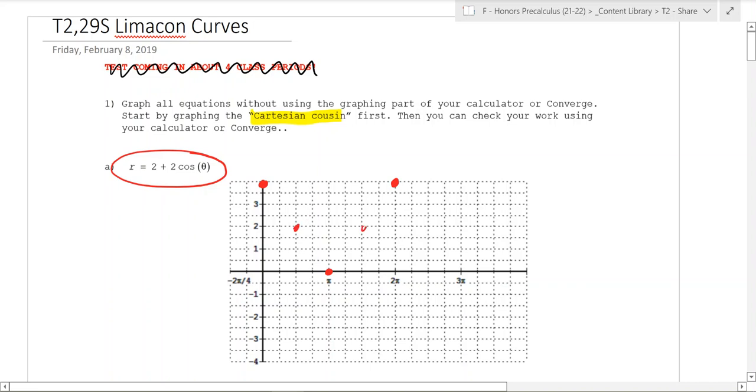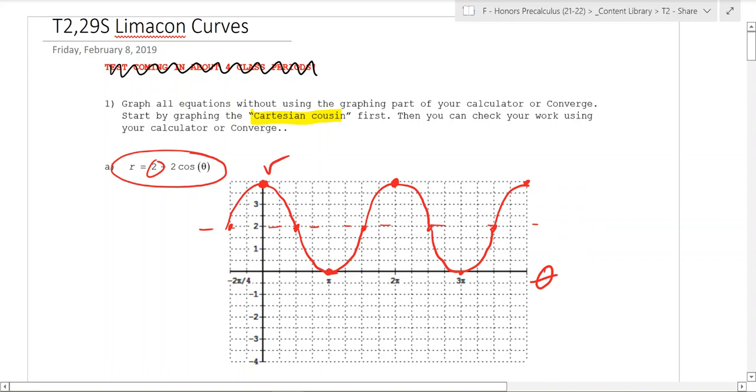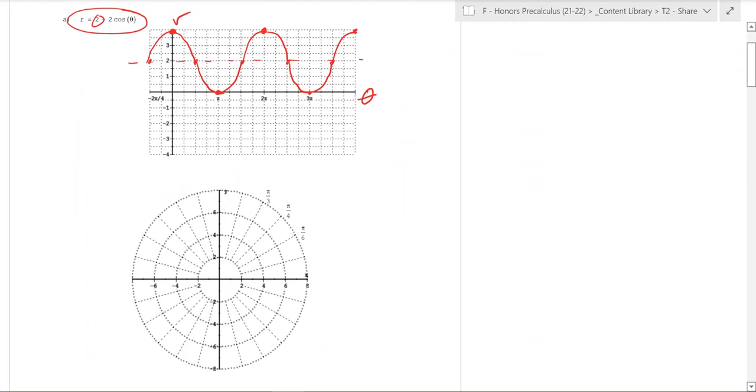This is very similar to something we've done before, where you draw these points in and then you draw in the curve. There you go. Remember, there's that midline at y equals 2, or in this case, r equals 2. It's right in the middle there because of that too. So this is what it looks like in Cartesian. Remember, this is theta and this is r. Now we can graph with this data what it looks like in polar form.